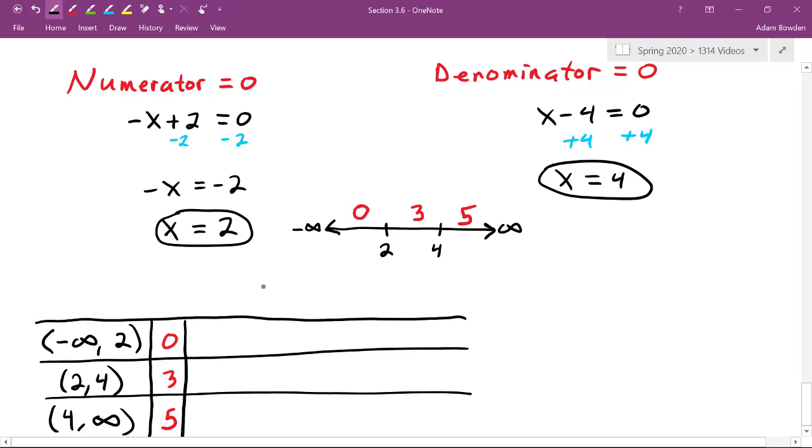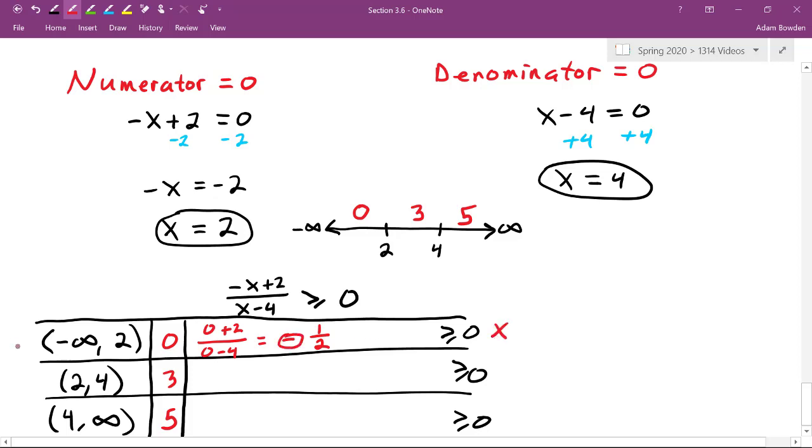And where are we going to plug these? It's going to be in for x with negative x plus 2 over x minus 4 greater than or equal to 0. So we're checking for greater than or equal to here. Okay, if we plug in 0 for x, 0 plus 2 divided by 0 minus 4, that's going to be a negative 1 over 2. So we see a negative, that one doesn't work.